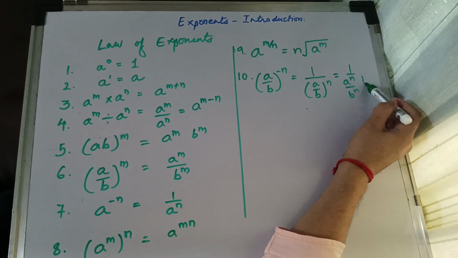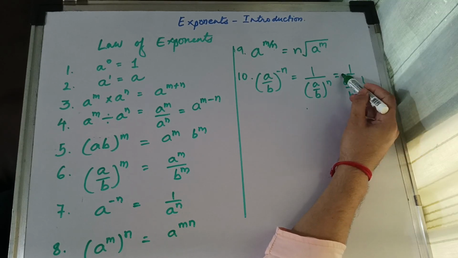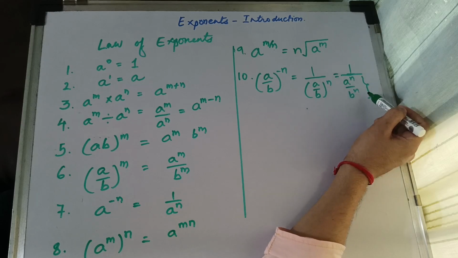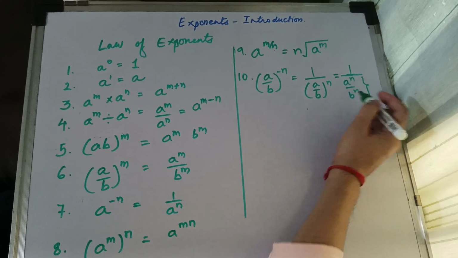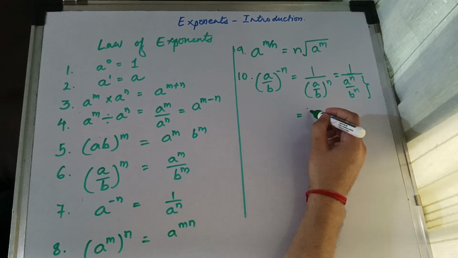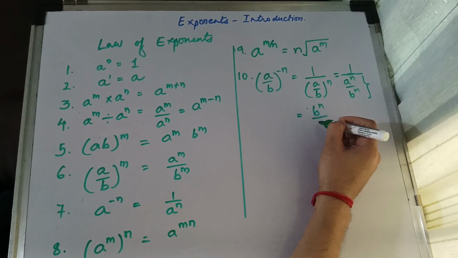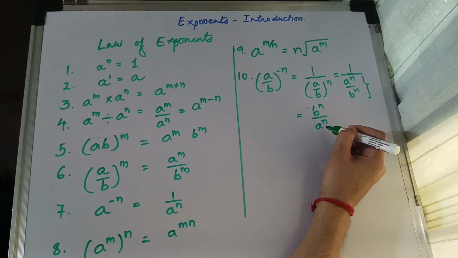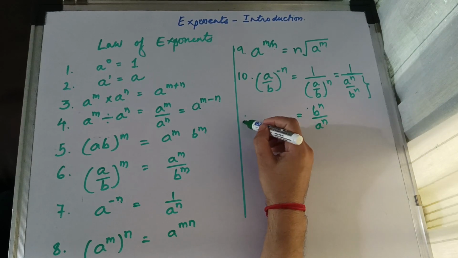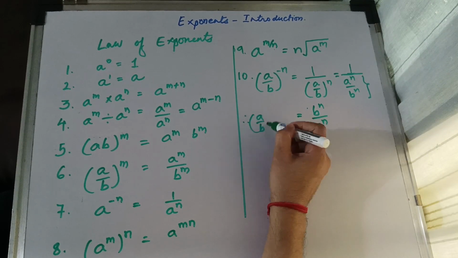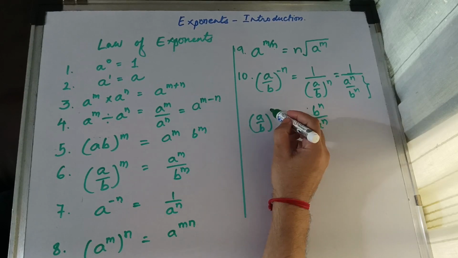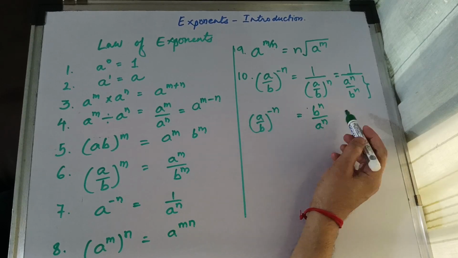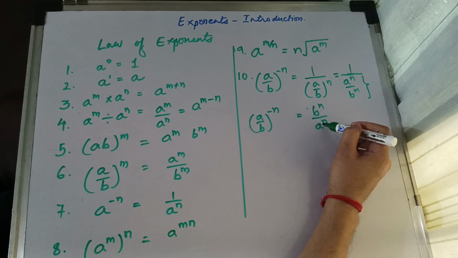And here we know that this fraction in the denominator will become a reciprocal. So now this can be written as b raised to n and a raised to n. So I will just write this: a upon b the whole raised to minus n will become b raised to n, a raised to n.